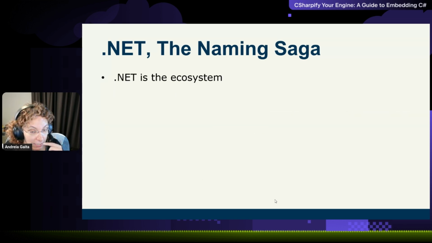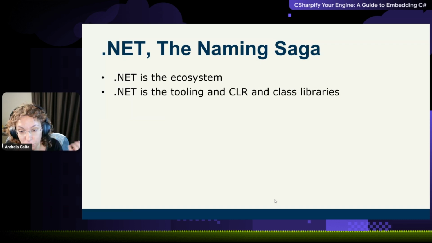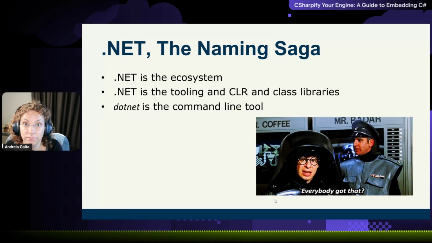So now .NET is the ecosystem, .NET is the tooling, and .NET is the command line. Okay, clear? Easy to follow. It's fine. Don't have to remember anything. Everything is .NET.